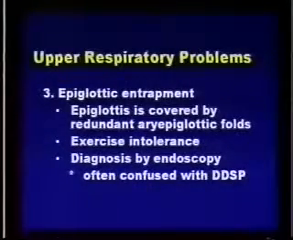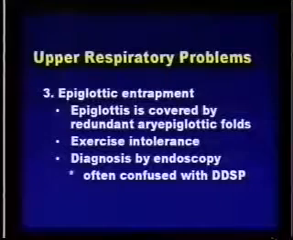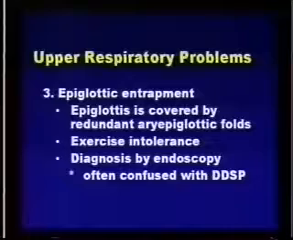The last upper respiratory problem that I'm going to discuss with you today is epiglottic entrapment. And this is a condition in which the epiglottis is either partially or completely covered by redundant aryepiglottic folds. All horses normally have an aryepiglottic fold, but in these particular horses the fold is quite redundant, maybe a result of chronic inflammation in the throat, but in any case the fold becomes enlarged and actually envelops the epiglottis sort of like a glove, and I'll have a picture of that to show you in just a sec.